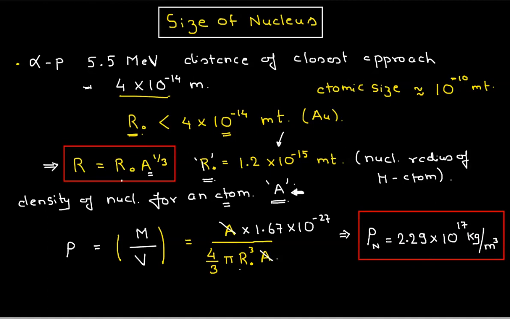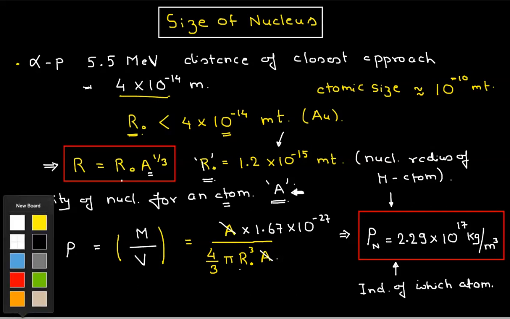So the density of the nucleus doesn't depend on mass number? No, it is independent. Independent of which atom we are talking about. Any atom has the same density in the nucleus. Getting it? So this density is extremely large. It is difficult to realize it just by looking at the number.